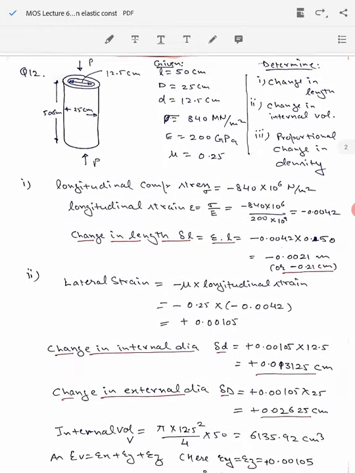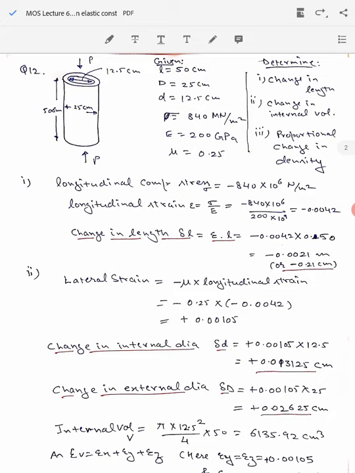Let's do some numerical on this part, which is involving the Poisson's ratio. So here we have a hollow cylinder whose external diameter is given to you, that is 25 centimeter. The internal diameter is 12.5 centimeter and the length of the cylinder is 50 centimeter.